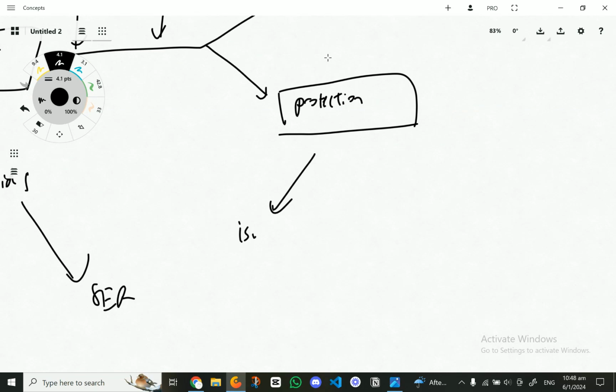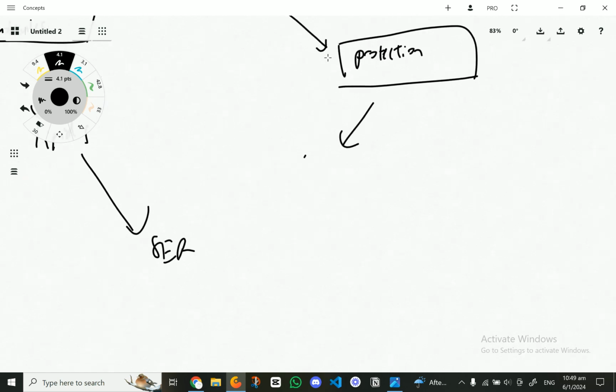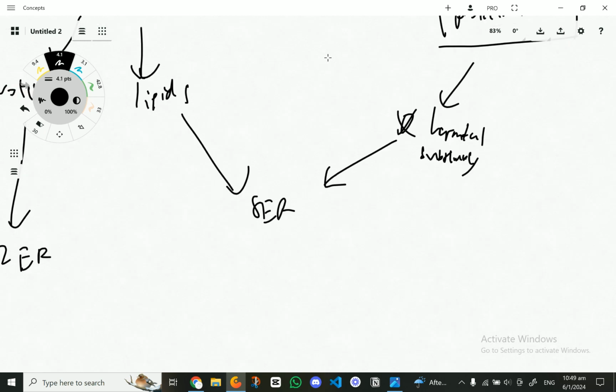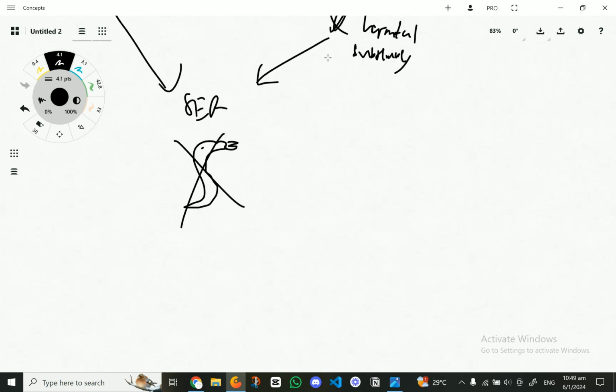And then protection, it will be like protect. Removal of harmful substances, which is SER, which one function of it is to synthesize lipids, phospholipids and steroids, but it also is involved in the detoxification of drugs and poisons, and so it falls under here.